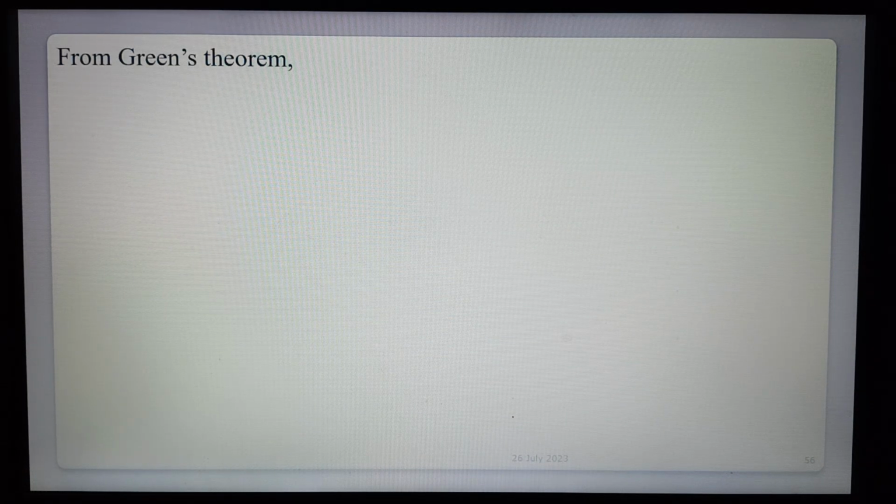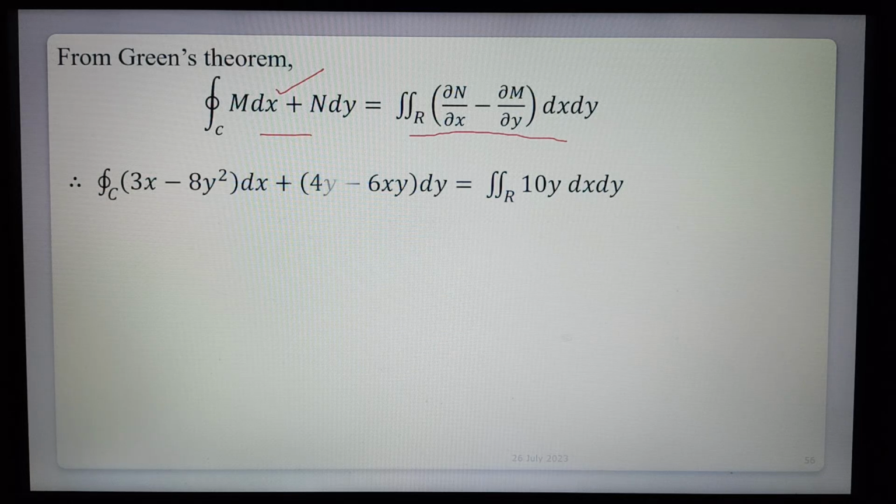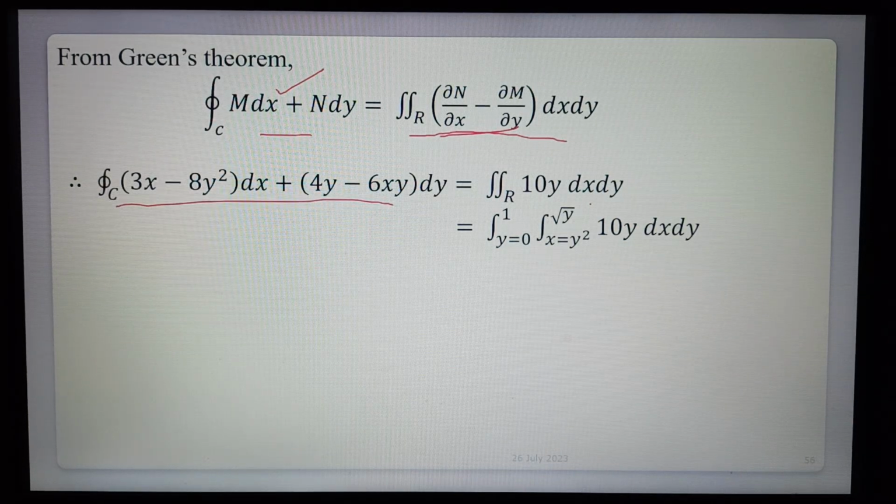From Green's theorem, the line integration is equal to the double integration over R. So the given line integration is equal to the integration over R. This value is equal to 10y dx dy. So that is equal to, y limits constant, y is equal to 0 to 1, integration, x limits, x is equal to y square to root y, 10 into y dx dy.